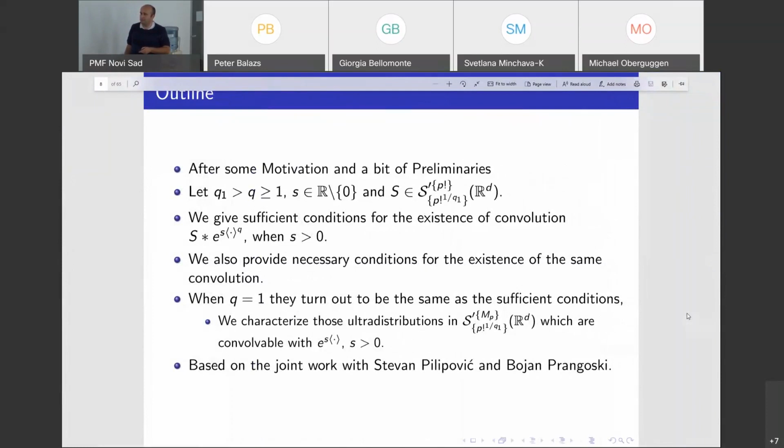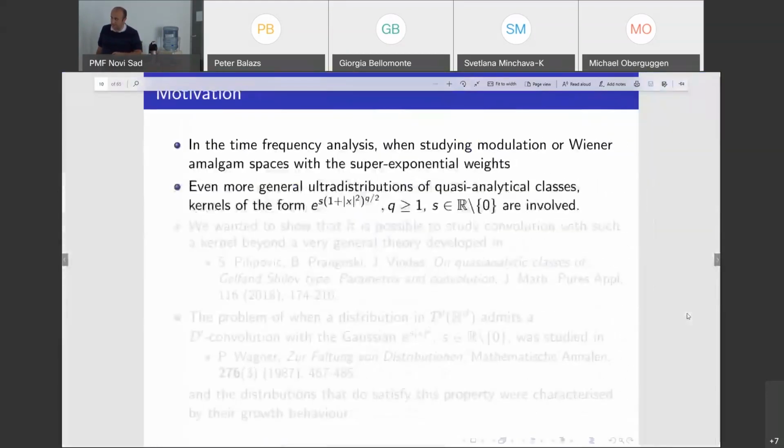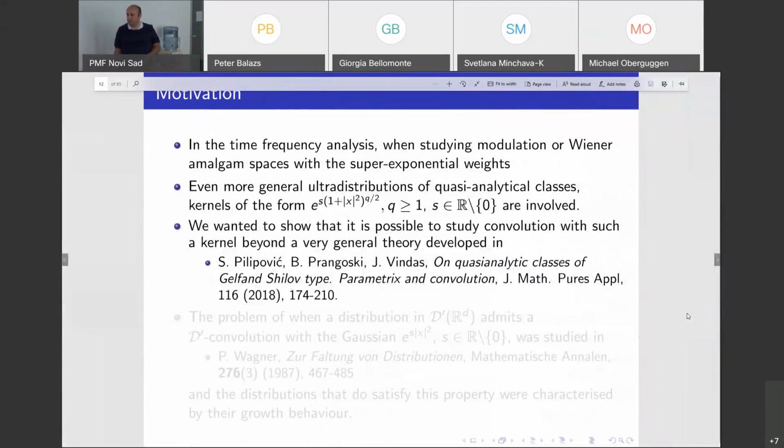Let me give you a brief motivation. When we talk about linear amalgam spaces, with this super-exponential rate that comes along, this kernel is of particular interest, where Q is greater or equal to 1. We have a really good framework to work in, because the convolution of Gelfand-Shilov type ultradistributions is well done in the article by Vučković, Prangoski, and Hilbert. So we tried to work in this framework.